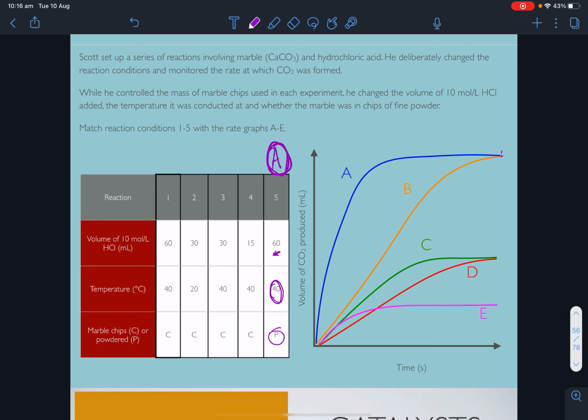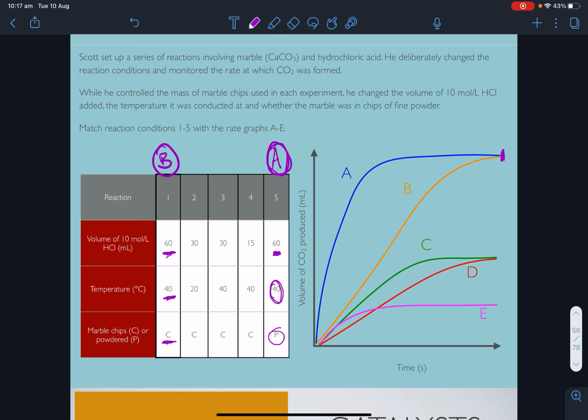Now look at B. B has ended with the same amount of product being formed, but just at a slower rate. Okay, so for the same amount of product to form, I'm looking for the volume of acid to be the same. So 60, number 1 here has 60. Okay, now look below. Same temperature, so it wasn't the temperature that changed the rate, but look where you got smaller surface area, we've got chips instead. So B is the same conditions, but instead of powdered, it's chips. So number 1 is B.